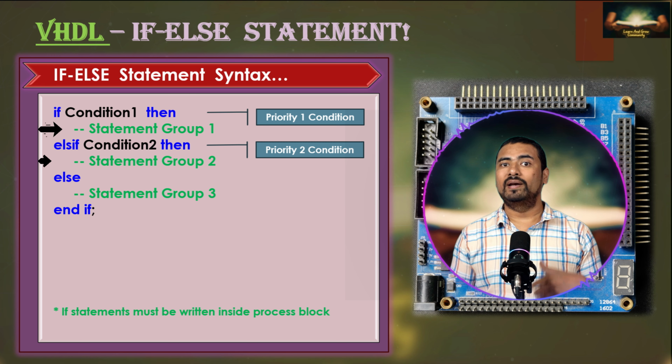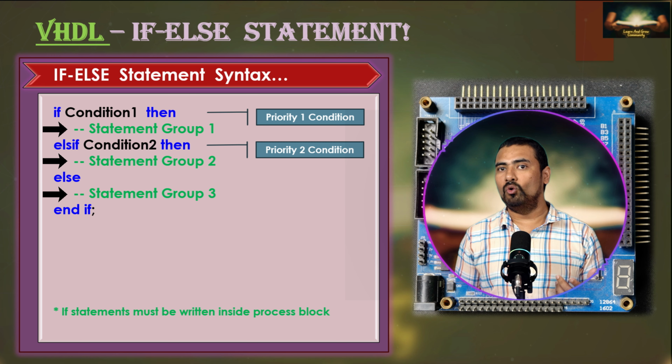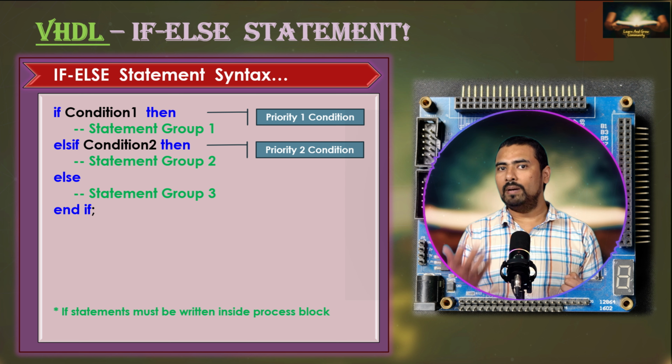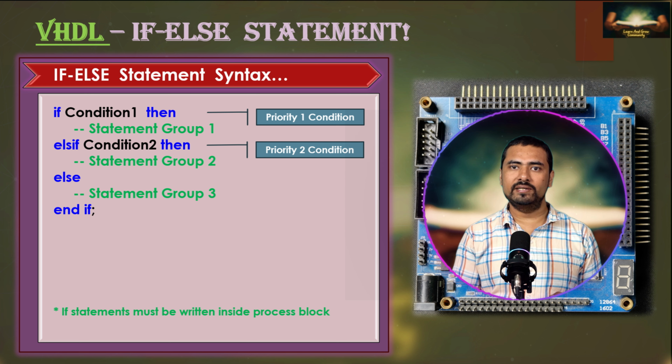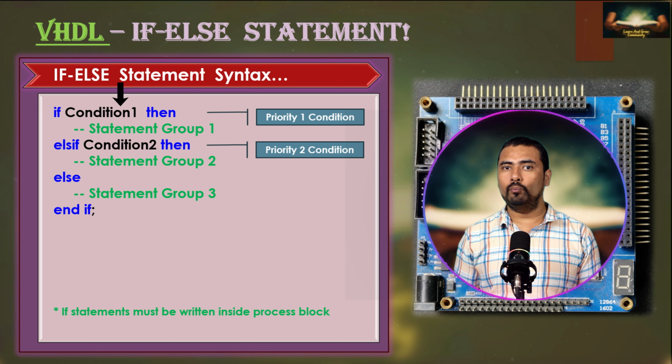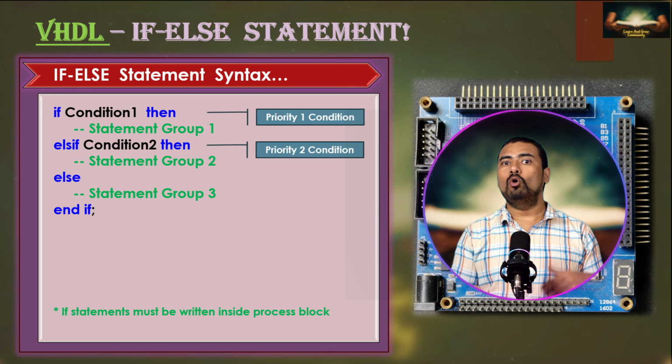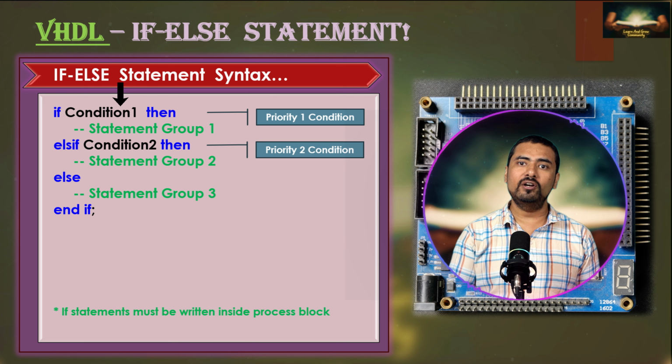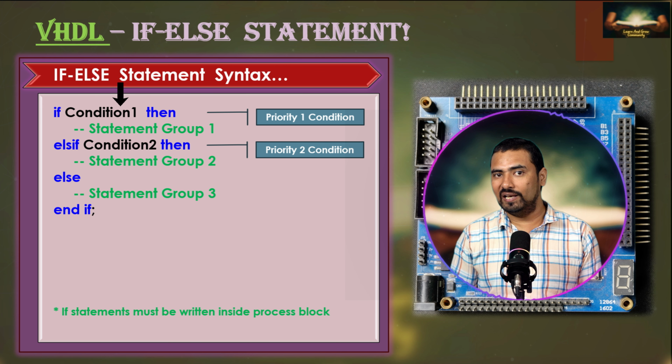Fifth, you can write as many statements as you want in the statement groups. But remember that all the statements here will execute sequentially. Sixth, the condition outputs are Boolean. Hence, your condition can be either true or false. You are also allowed to combine multiple conditions with logical operations as well.